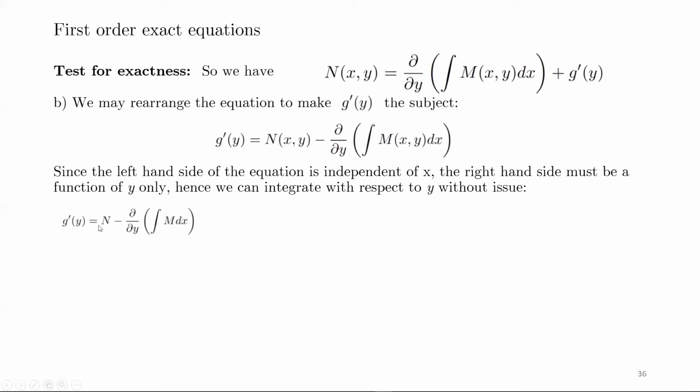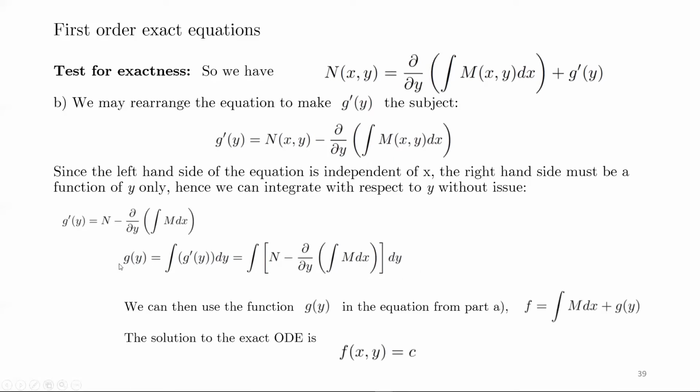So g prime is equal to n minus the partial derivative with respect to y of the integral of m dx. If I integrate both sides with respect to y, the left-hand side becomes the integral of g prime with respect to y, which is just g. The right-hand side becomes the integral of n minus this partial derivative with respect to y of the integral of m dx, integrated with respect to y.